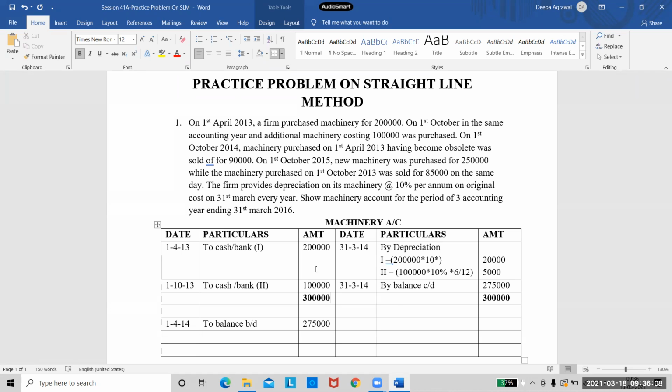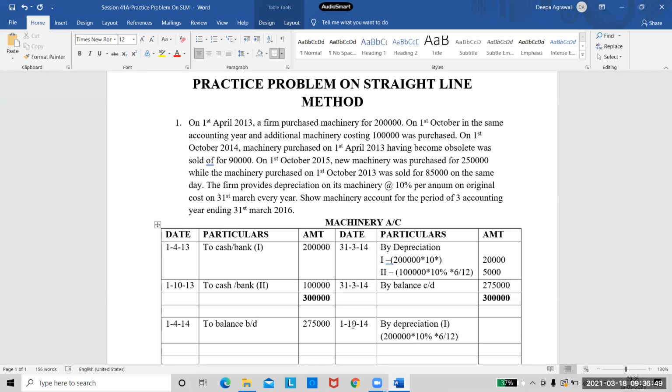Right? So now come to the credit side. Write the date as 1st October 2014. And write the depreciation by depreciation for machinery number 1 because it is being sold. And how much depreciation will I calculate on that? Same thing, 2 lakhs into 10%. So it is for the entire year, not entire year, sorry. 2 lakhs into 10% into 6 by 12 because only till October.